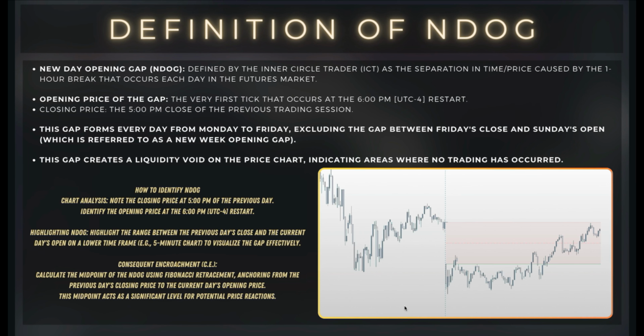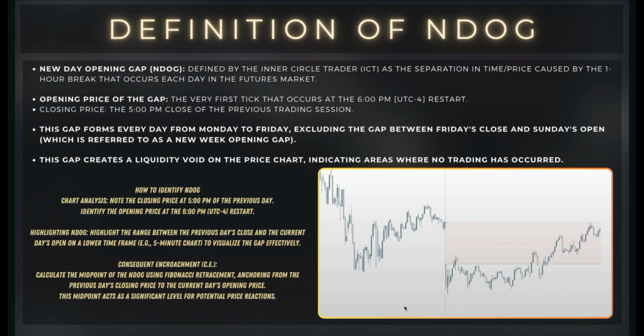This gap forms every day from Monday to Friday, excluding the gap between Friday's close and Sunday's open, which is referred to as new week opening gap. But like I said, we'll talk about that in a bit. This gap creates a liquidity void on the price chart, indicating areas where no trading has occurred.